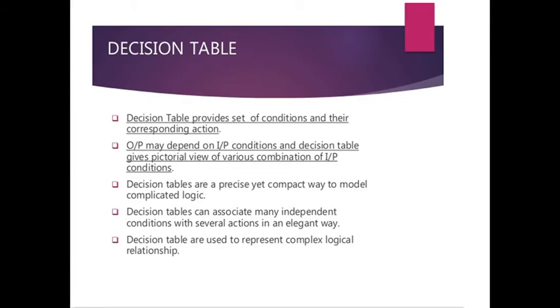And the other one is decision table. It provides logic in a tabular form. In the table we have four parts and it provides a compact way to model complicated logic. Here compact means small and clear logic. It provides small and clear logic for independent conditions with several actions which we want to perform. It is beneficial in complex programs.